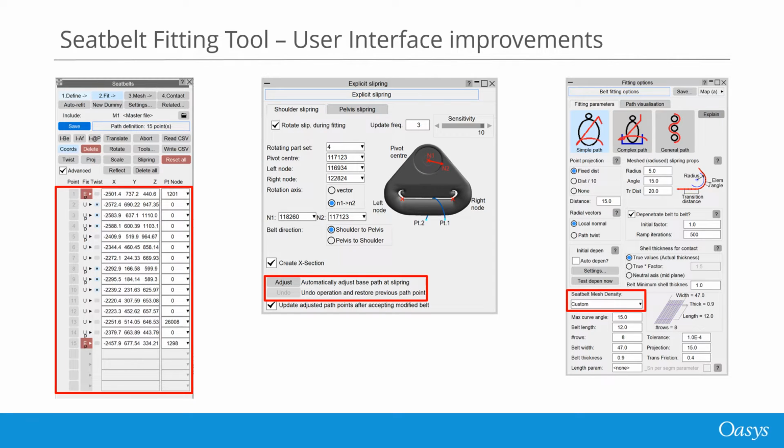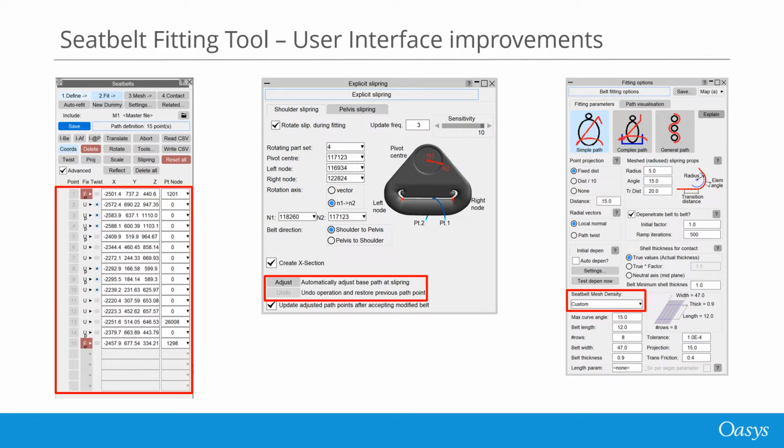The second UI improvement is the simplification of the adjust and undo feature in the explicit slip ring panel. The accept button was removed as it was no longer required. The adjust and undo buttons will be deactivated according to the current state of the belt, making it easier to use the quick adjust feature.